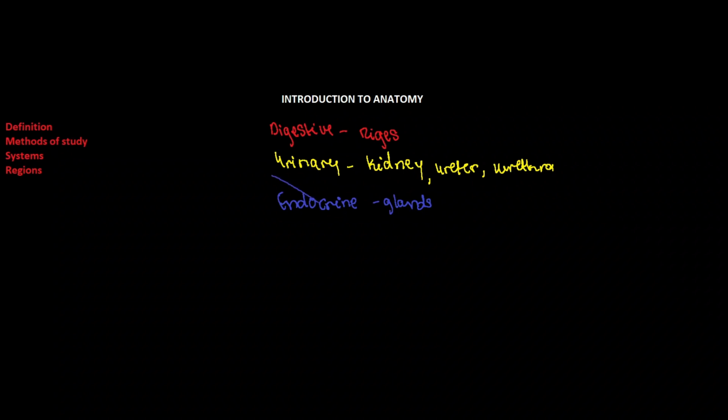Now let's take a look at the regions into which the body is divided. In anatomy, the body is divided into regions, and organs that fall into a particular region are classified into that region because they occur in close proximity to one another. And for this video, we'll be considering about 5 to 6 regions of the body.